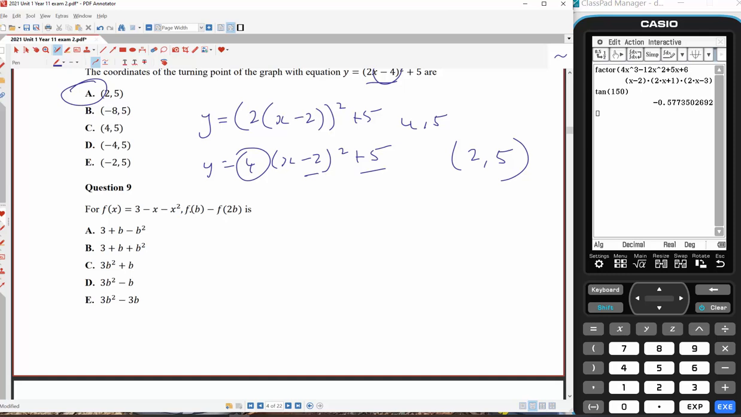For f of x equals that, f of b take away f of 2b is, right, so this is just a punch it out on the calculator type question. So I'm going to go shift 7 for define, f of x equals 3 take away x squared. Then all I'm going to do is f of, now you can use b or you can use z, doesn't really matter. F of z, take away, so shift 8 for f of, so this will be 2z. And there it is there, 3z squared plus z, that's C.